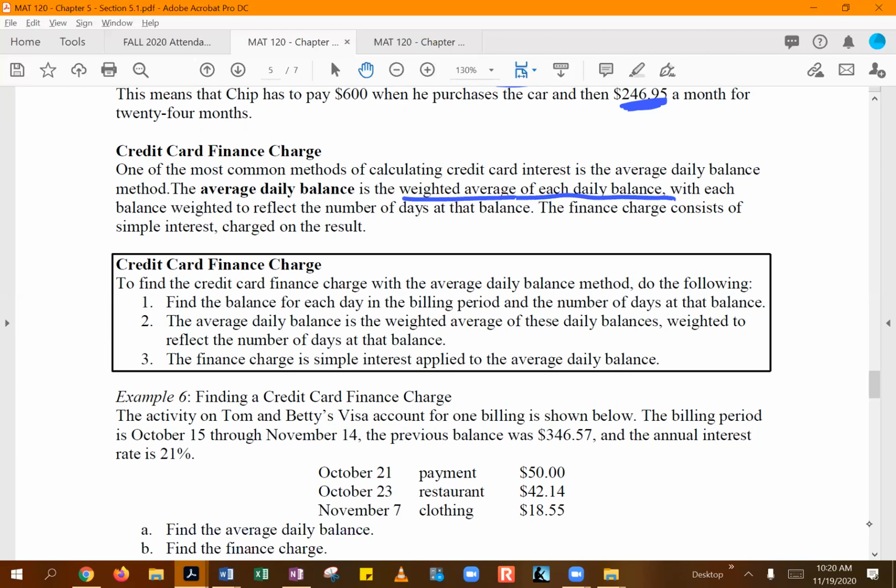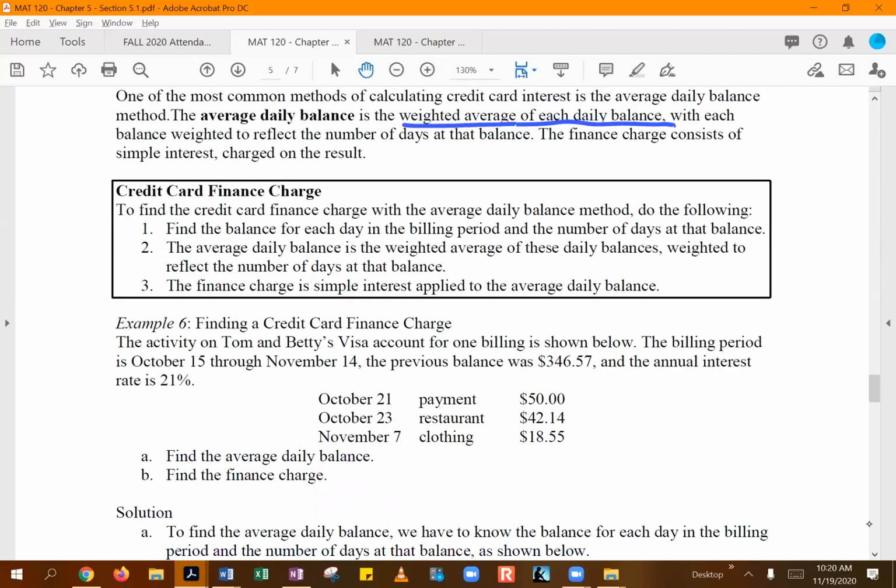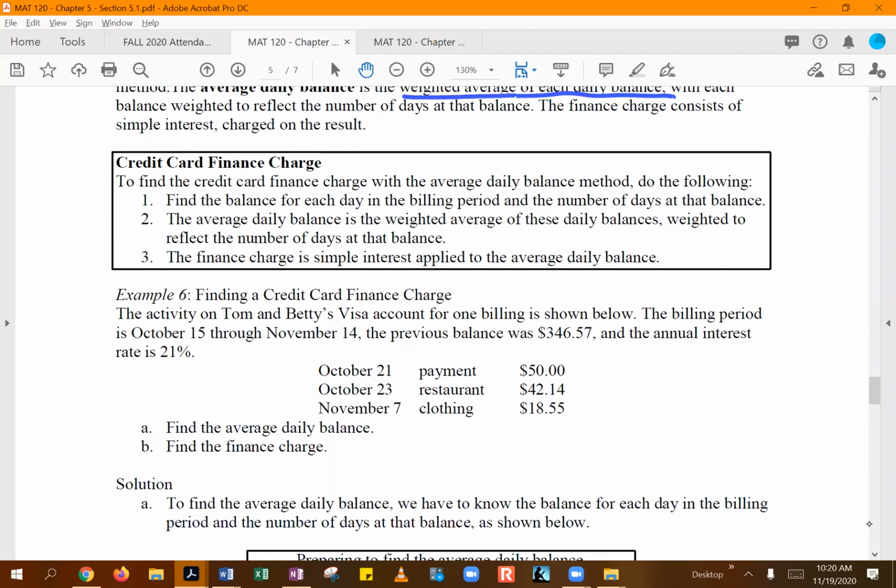Like they said, this is a weighted average for each daily balance. To find the credit card finance charge with the average daily balance method, start by finding the balance for each day in the billing period and the number of days at that balance. The average daily balance is the weighted average of these daily balances, weighted to reflect the number of days. Again, how long did it stay at that balance? The finance charge is a simple interest applied to this daily average.